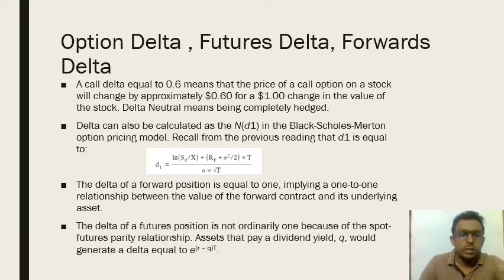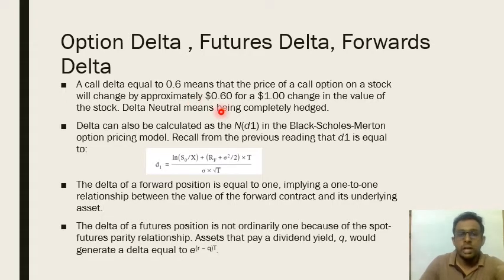A call option delta equal to 0.6 means the price of the call option on a stock will change approximately by 0.6 for a 1 change in the value of the stock. So delta, as I have said earlier, is equal to the change in value of the call divided by the change in value of the stock. So that's being explained here.